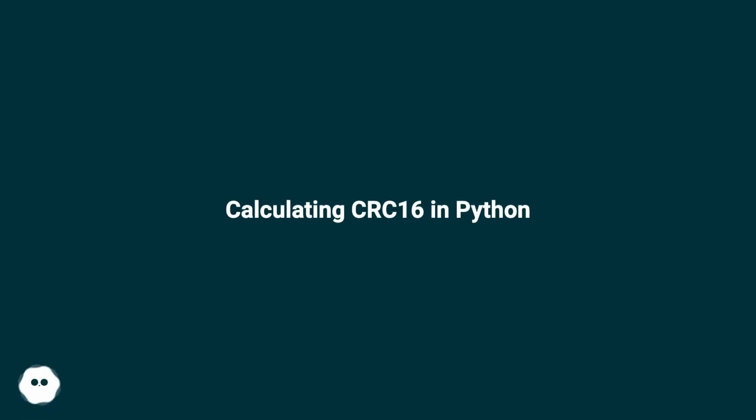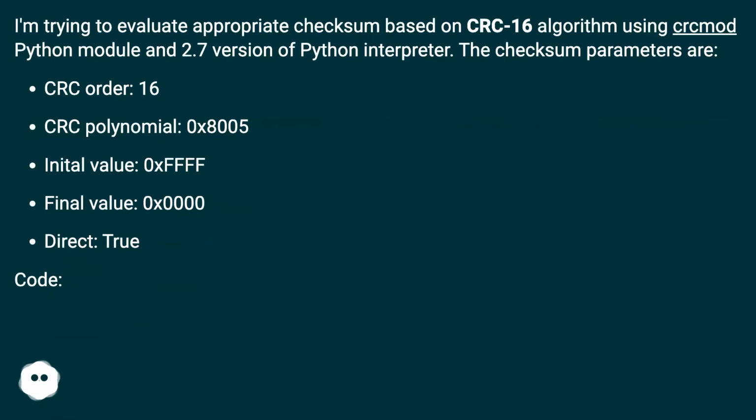Calculating CRC16 in Python. I'm trying to evaluate appropriate checksum based on CRC16 algorithm using CRC Python module and 2.7 version of Python interpreter. The checksum parameters are CRC order, 16. CRC polynomial, 0x8005. Initial value, 0xFFFF.